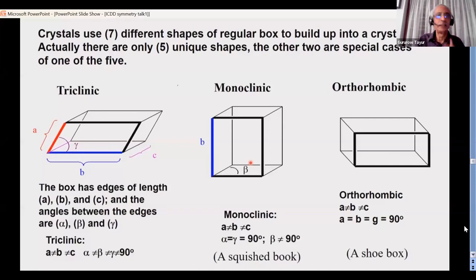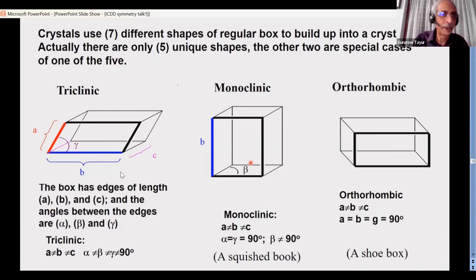Now we talked about the crystals and they have different shapes. And these shapes are the ones which will now define our so-called crystal systems. So the box which has edges a, b, and c, and the angles between the edges and so on. So this kind of a box, in other words, the triclinic cell, can host only one type of symmetry element. In fact, two types of symmetry elements. One is no symmetry at all, and the other is the presence of a center of symmetry.